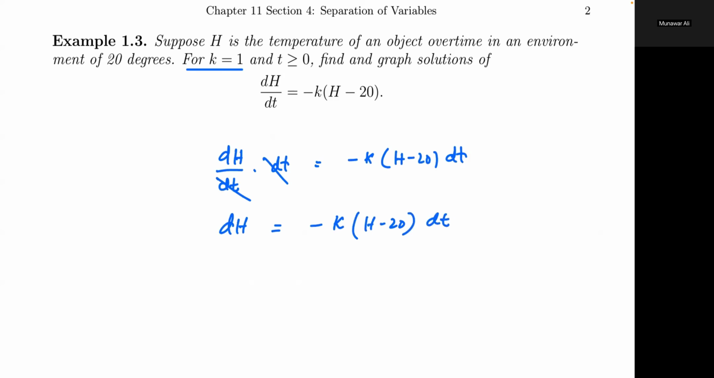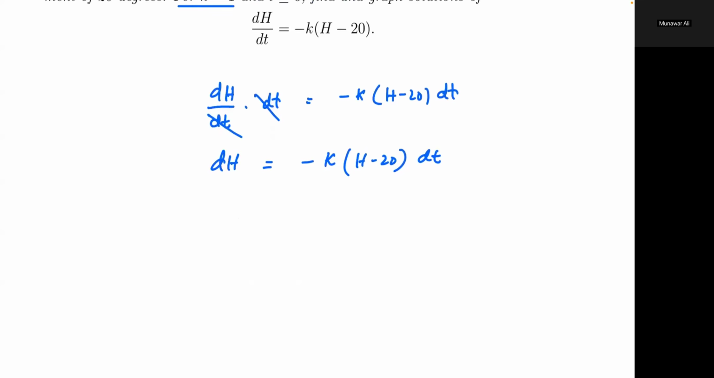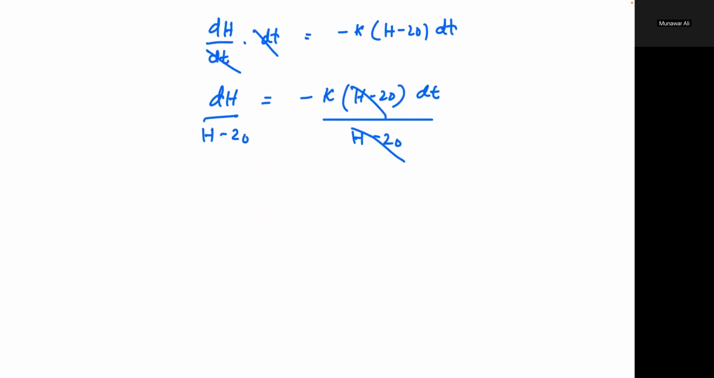So obviously, before solving any problem, we have to identify what the variables are. In this particular problem, there are two variables. One is time, which is t. Another is h, which shows the temperature. So h should be on the left-hand side. So I'm going to divide by h minus 20. Obviously, I cannot divide by h only, since these are two things which are connected with each other. So I'm just dividing by this quantity. So the left-hand side is dh over h minus 20, the right-hand side is negative k dt.